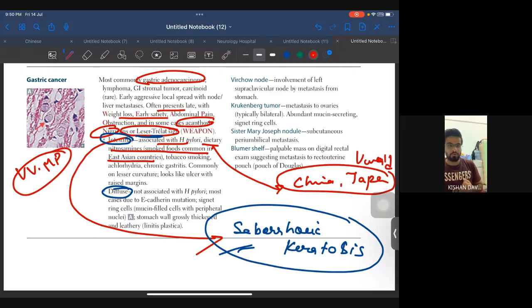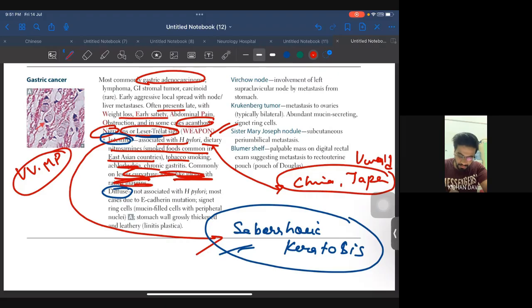Okay, so you should be knowing East Asian countries eat lot and lot of smoky food like fish, tofu, and all those stuff. Okay, they are very smoky and they contain nitrosamines in them. So this can lead to the gastric cancer. Okay, tobacco smoking and commonly on lesser curvature, looks like ulcer with raised margin. So this is okay if you don't remember. Just remember the causes over here.